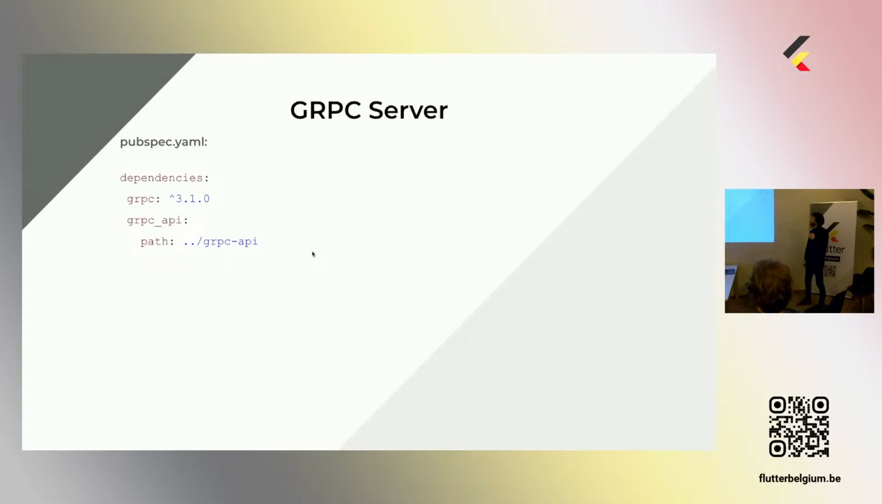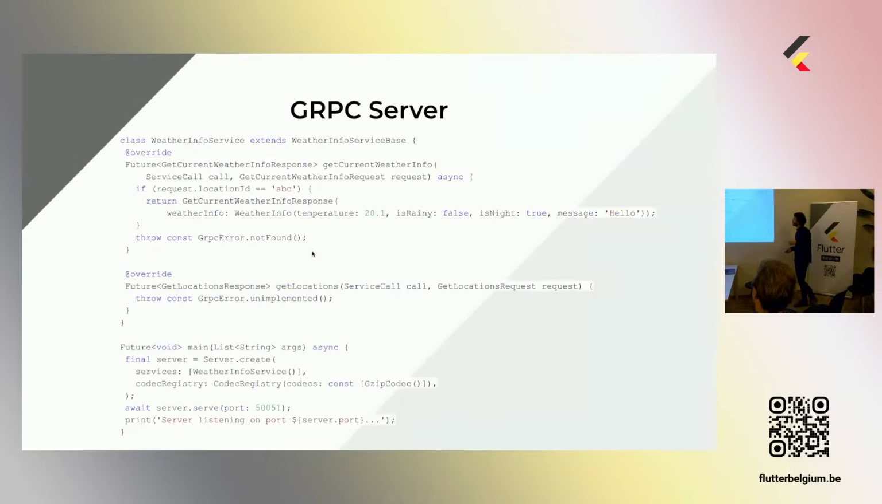Then creating a gRPC server is also possible in Dart. You have to depend on gRPC, and then I also add my reference to the generated code there. This is an example of creating a server. So starting with server.create, your service is defined here. You can say to use gzip and so on, this port, and okay, that's done.